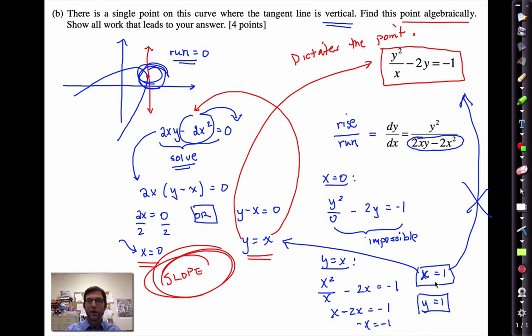Don't get me wrong. You put it up there, you'll also get y equals 1. But why take the pain? You know what I mean? So the point 1, 1 lies on the curve and satisfies this slope condition.